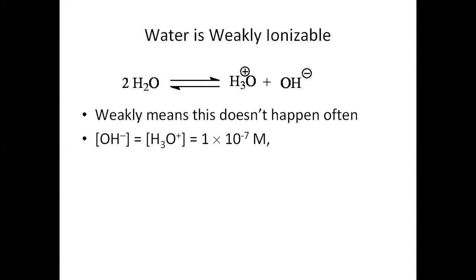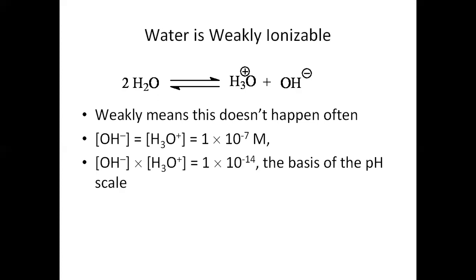And because when water ionizes, we always get an equal number of hydroxide and proton ions, then the ion product is 1 × 10⁻¹⁴, which is the basis for the pH scale, which goes to pH 14.